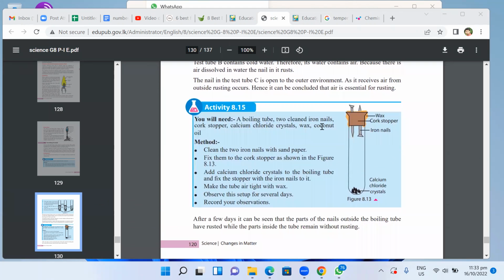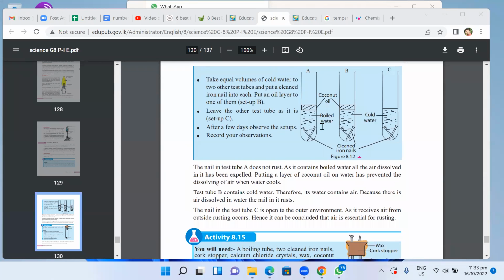Okay. This is another setup. Now this will prove that rusting needs oxygen.